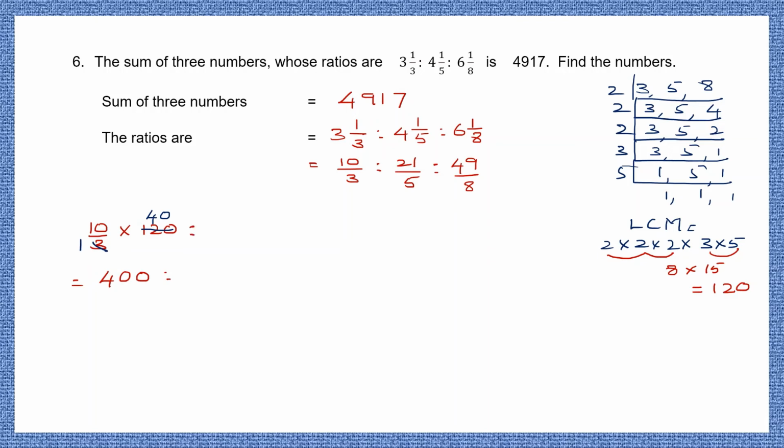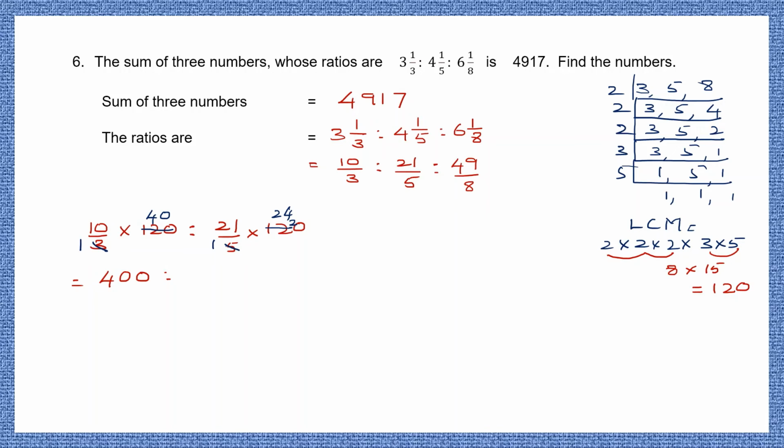Let me go to the next one, which is 21 by 5. 21 by 5 into 120. Let's cancel again. 5 ones are 5. 5 twos are 10. 11, 12. That is 2 left over here. 24. So 5 into 24 will give us 120.